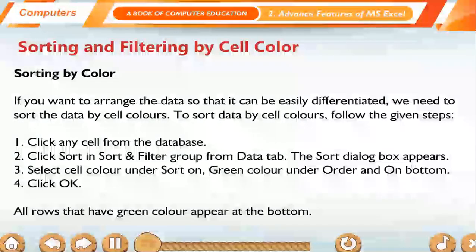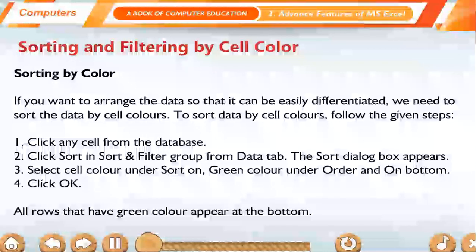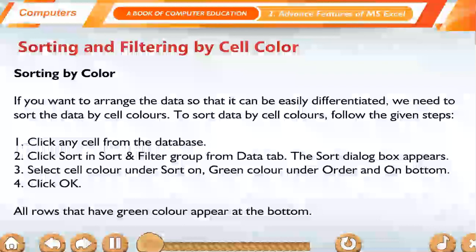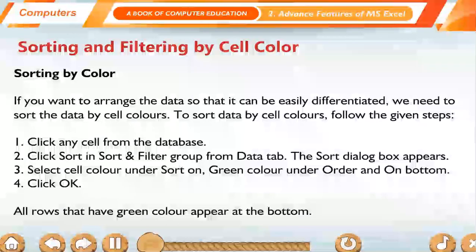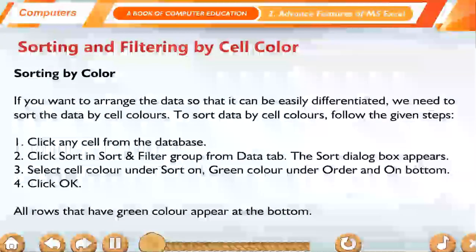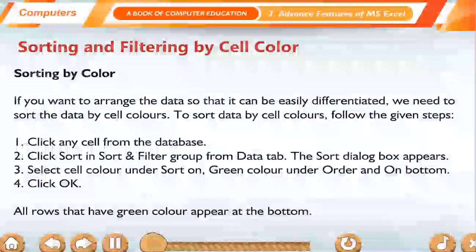Click any cell from Database. Click Sort in Sort and Filter Group from Data tab. The Sort dialog box appears. Select cell color under Sort on, green color under Order and on bottom. Click OK. All rows that have green color appear at the bottom.